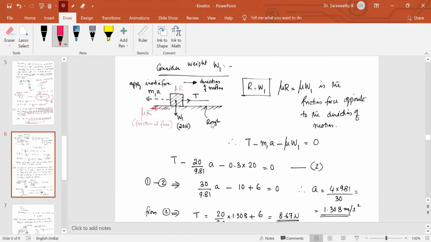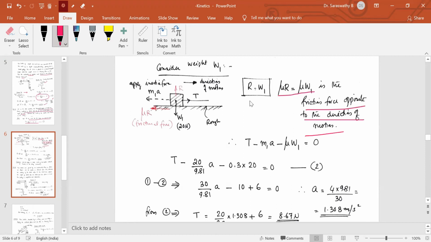Now coming to the second one, the mass lying on the surface. Since the surface is rough, there will be frictional force. This is the direction of motion towards right. We have applied inertia force M1 into A. Along with that, there will be frictional force mu R opposite to the direction of motion. Now what is R? Consider this vertical equilibrium. Its weight is W1. R is the normal reaction and R is equal to W1. So this mu R, or mu W1, will be the frictional force opposite to the direction of motion.